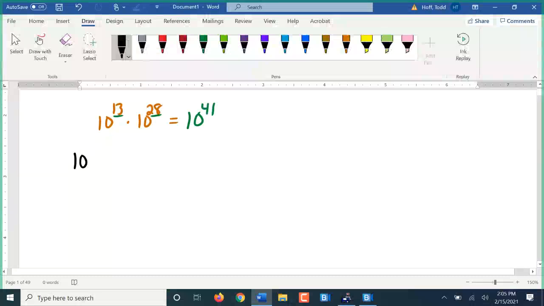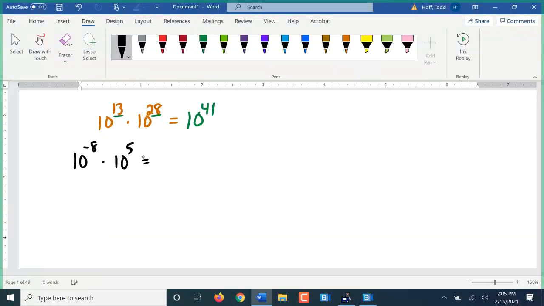Now this can get a little trickier when we throw in the negative powers. 10 to the negative 8 times 10 to the 5th. Well, that is going to be 10 to the power of negative 8 plus 5. We've got negative 8 and positive 5. That is 10 to the power of 3.